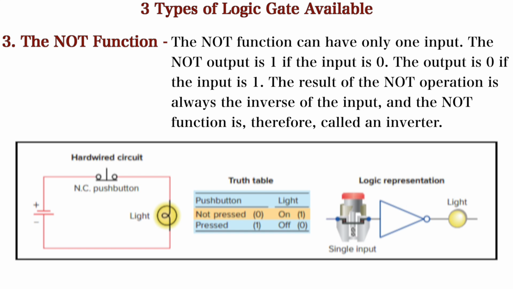Here you can see the logical symbol of a NOT gate with a single input and an output light. You can also see the truth table and the hardware circuit representation of the NOT gate. Here we have simply applied an NC push button with the light, and you can see in the table that if the push button is not pressed, or 0, the light is on, and if it is pressed, it changes its state to normally open and the output will be off, or the light will be off.